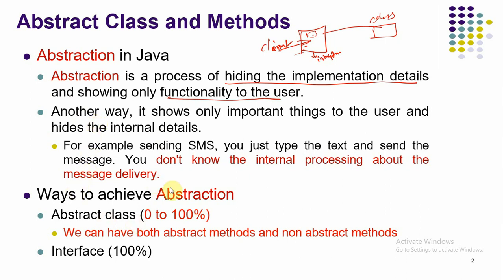So how can we implement abstraction in Java programming? There are two ways we can implement abstraction. First is abstract class, second is interface. In this video we'll be discussing only abstract class and methods.